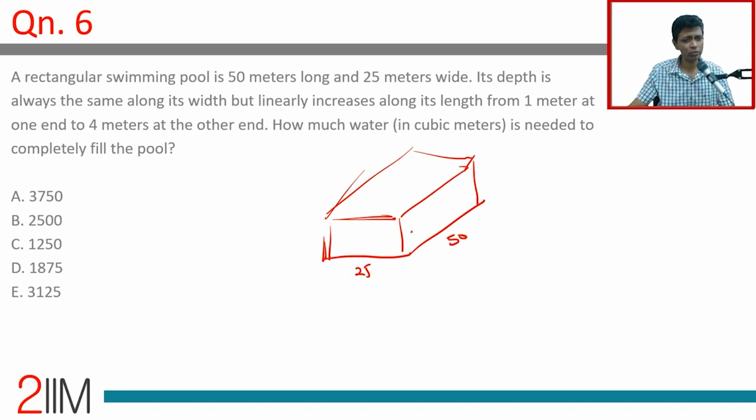Its depth is always the same along its width, but linearly increases along its length from 1 meter at one end to 4 meters at the other end. So here it is 1 meter. It keeps on increasing. Here it is 4 meters.